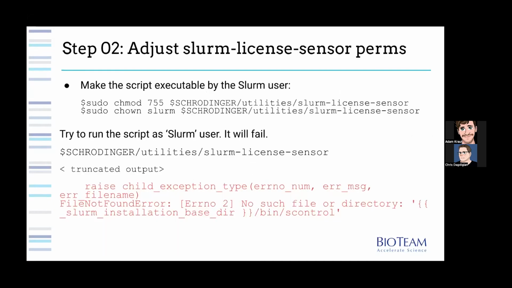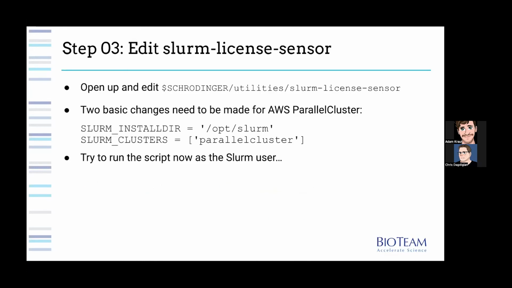So the first thing you need to do is make it executable. It's not by default. The second thing you should do is change the ownership to Slurm, because we're going to be running it as the Slurm user when we run it regularly. And then finally, if you try to run it as is, it's going to fail out of the box because it's looking at a different path for the Slurm binaries than where ParallelCluster actually installs them. So you're going to have to edit this file no matter what. Fortunately, the edits are trivial. They're documented right here. The first thing you need to do is change slurm install dir to /opt/slurm. That's the base path in ParallelCluster where the Slurm binaries live. And then finally, you need to name the clusters that are going to be in the mix.